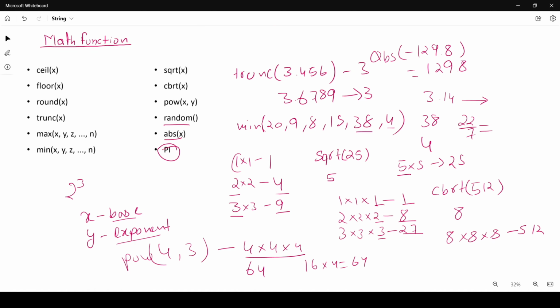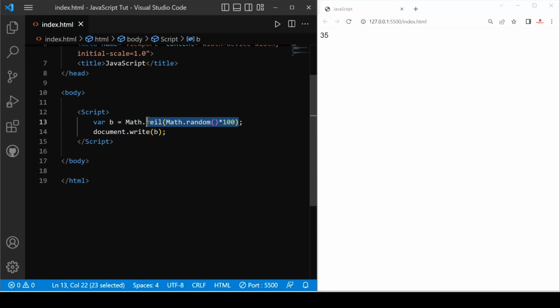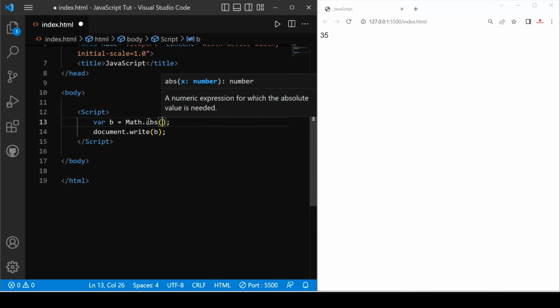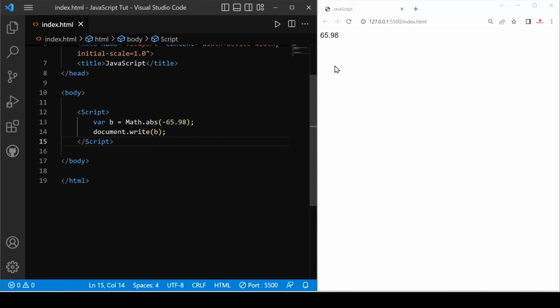Okay, now after that we have the absolute value. For that we have to just provide Math.abs, and here we provide any negative value, for example 65.98. Now it will give us the positive value only, the absolute value of this. You can provide any value, it will remove the minus. If you provide a positive value, it does not affect the number. This is like what we have in math, where we provide a negative value and it gives us the absolute value.